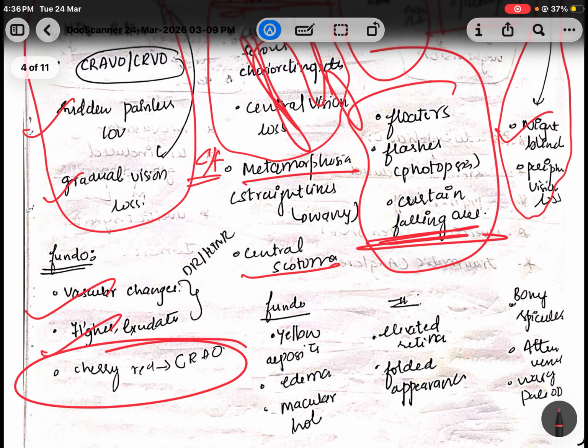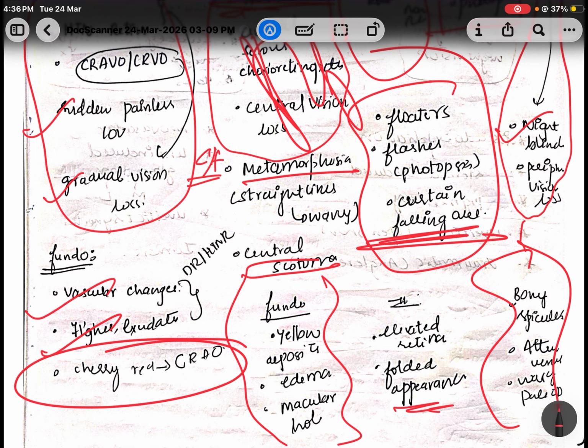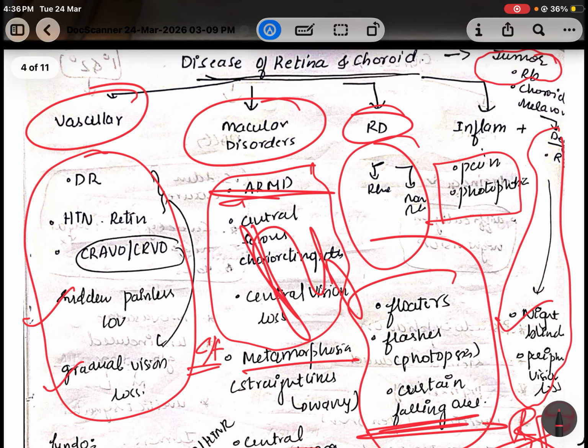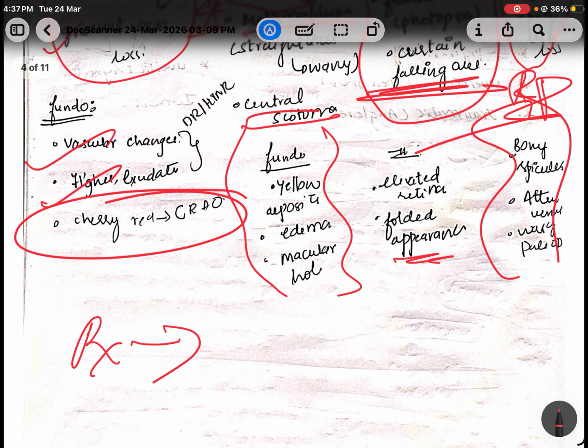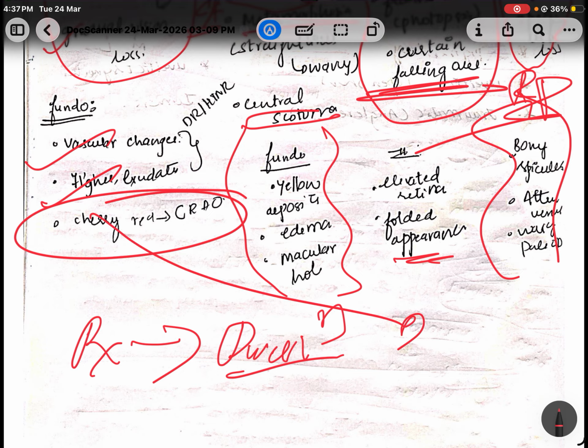Then these are the important things you see in fundoscopy of macular disorders, these are the things you see in a retinal detachment, and these are the things you see in retinitis pigmentosa. That's how it is easy. What is the major treatment for this? There is no major treatment. The major thing is prevention only, except here where you can use photocoagulation.